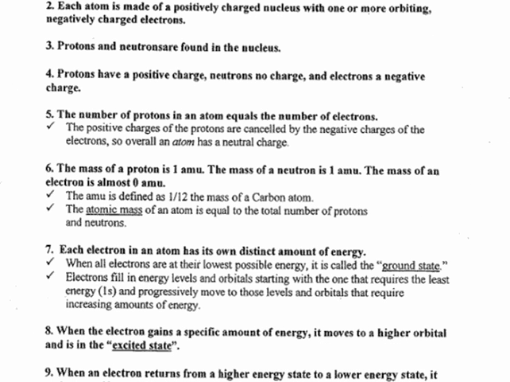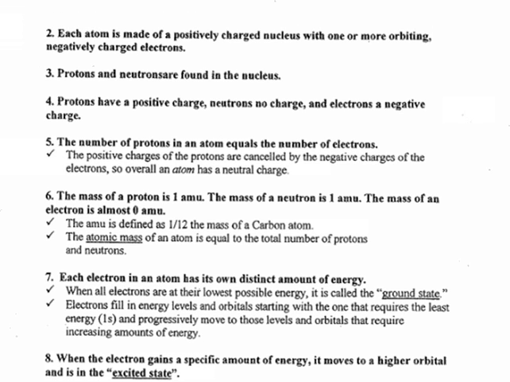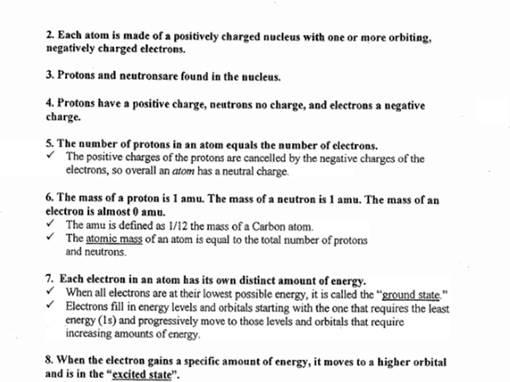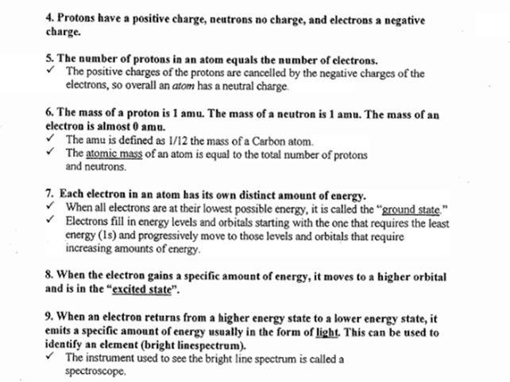Each atom is made of a positively charged nucleus with negatively charged electrons orbiting. Protons and neutrons are found in the nucleus. Protons have a positive charge, neutrons have no charge, and electrons have a negative charge. All of that is important. If we are neutral, the number of protons equals the number of electrons.